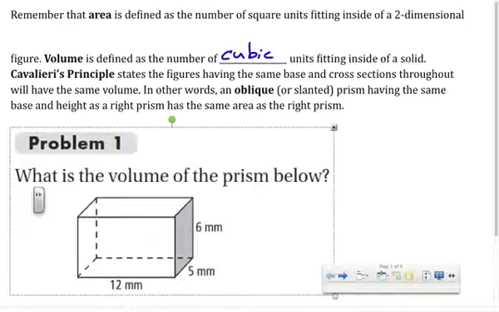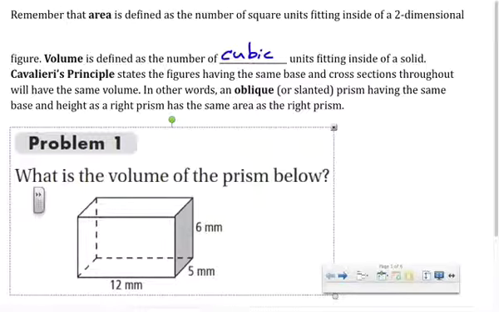No. But when we're talking about volume, the volume would be the same, whether it's a right prism or an oblique prism or an oblique cylinder. Okay, and there's a fancy name for it. It's Cavalieri's principle. But the bottom line is the volume of a right solid having the same base and height as an oblique solid, they'll have the same volume, right?